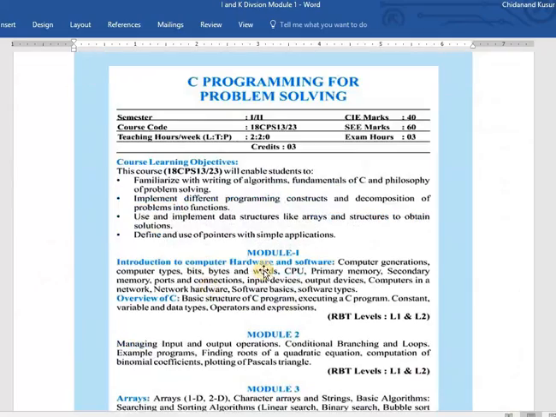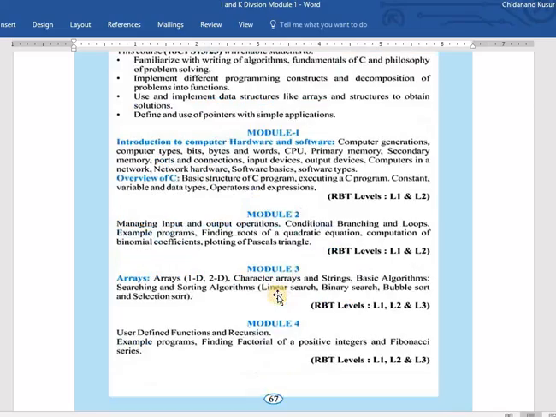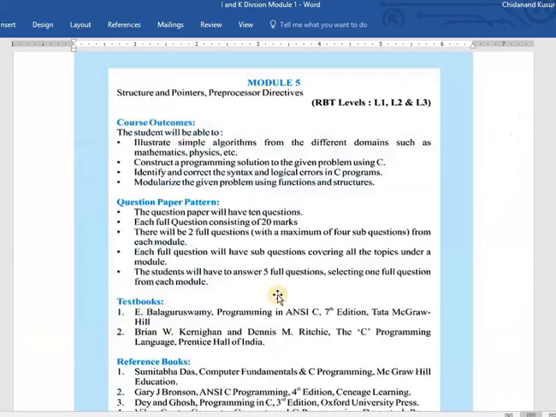In the next class, I start module number 1 for you. We discuss what is computer, parts of computers, applications of computers, features of computers, how to write simple C programs. In the next class, I teach you. Little bit, I hope you gain knowledge.